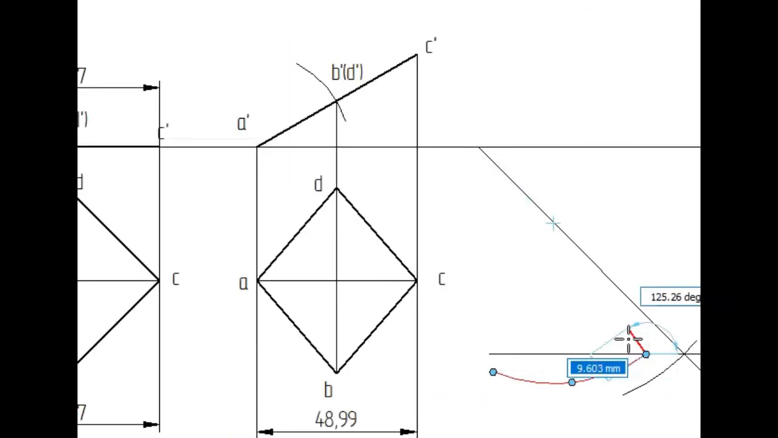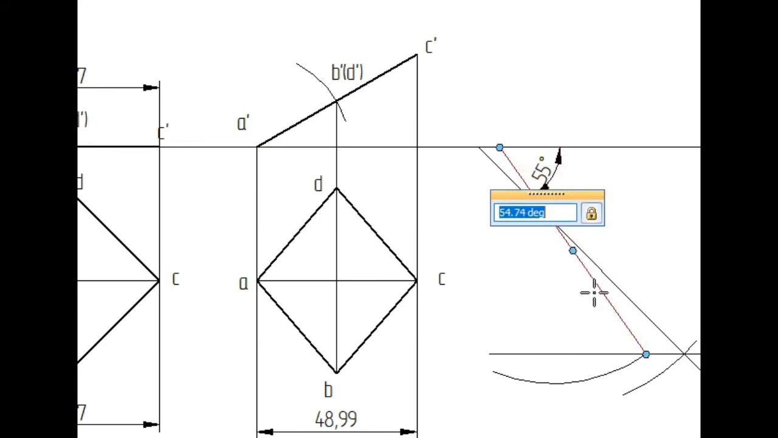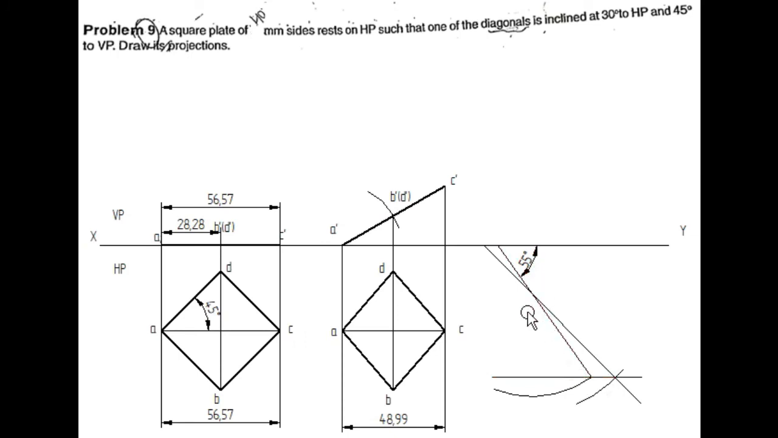So what I do, I will join this point with respect to this. So next I will extend the line up to XY line and I will measure the angle between this XY line and this median line. So it is 55 degrees. So this is the beta angle.